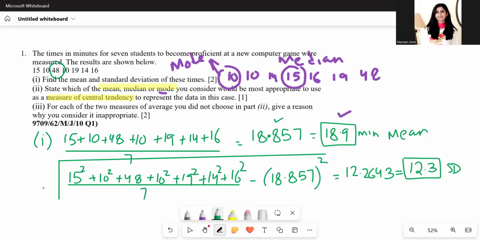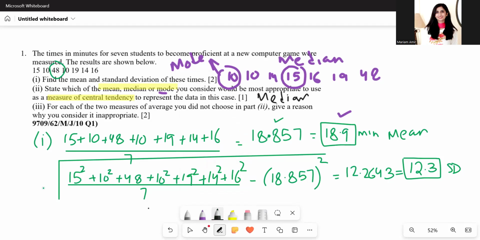So in this case, because there's an outlier in the data, the mean is rejected. Because the mode is the smallest data value, the mode is rejected. So the most suitable average, that is, measure of central tendency, is going to be the median.